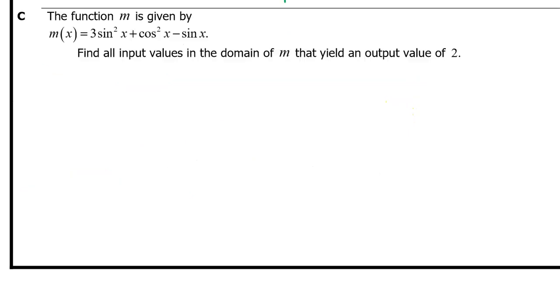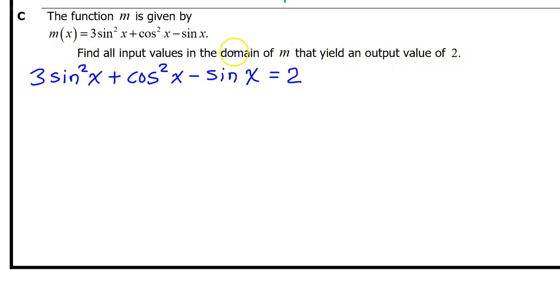Kabam! Part C. The function m is given by m of x is equal to 3 sine squared x plus cosine squared x minus sine x. Find all input values in the domain of m that yield an output value of 2. This is a long way of saying set m of x equal to 2 and solve.